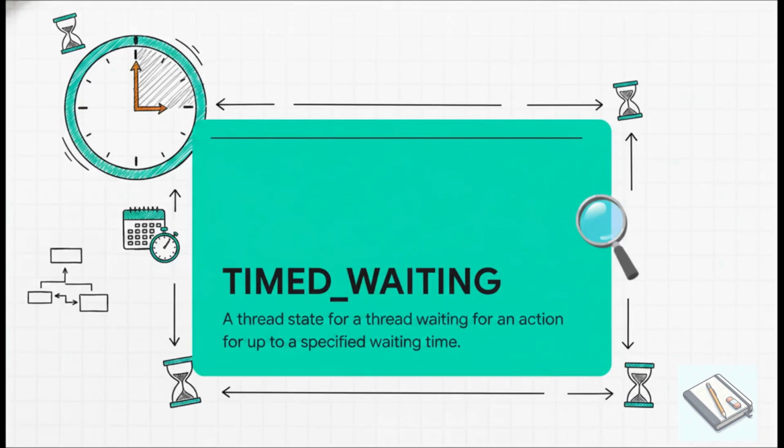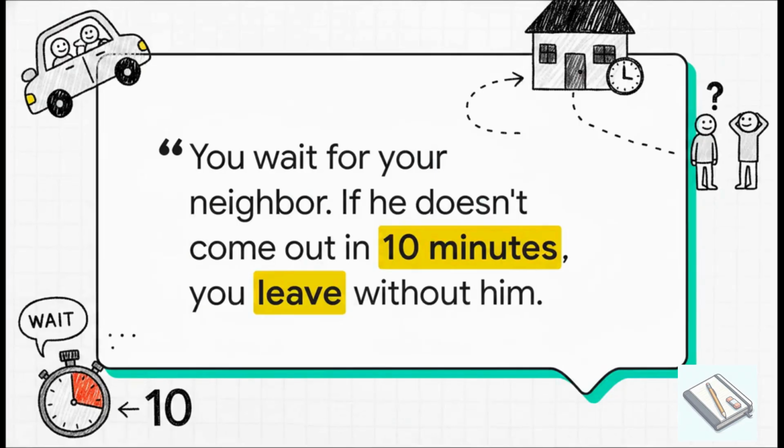Okay, our last pause state is timed waiting. And, well, the name pretty much gives it away. It's exactly like the waiting state we just talked about, but with one huge difference. There's a countdown timer. Let's try a carpooling analogy. You're picking up your neighbor for work.